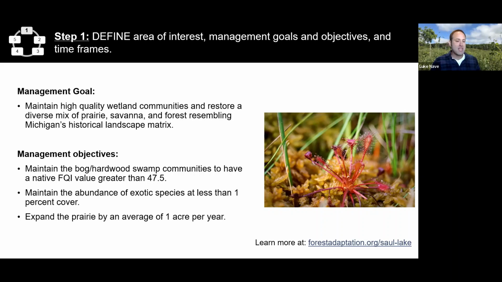They specified as a second objective limiting the abundance of exotic species, invasive plants, to less than 1% cover at the property level or the project level. And they also set an objective of expanding the prairie coverage by, on average, an acre per year. So they set themselves up for success by having 3 specific objectives that tiered to one good catch-all goal.